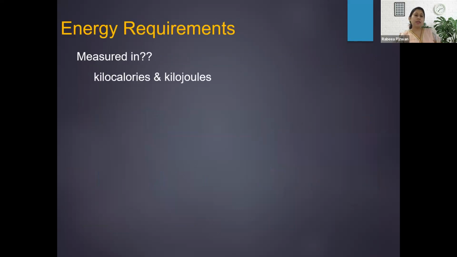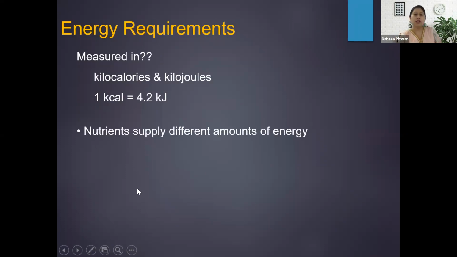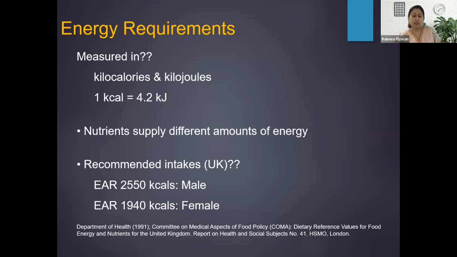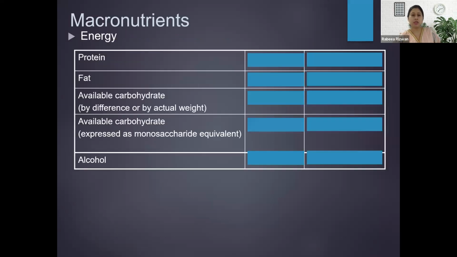Now, a recap. Do you know how energy can be calculated and measured? It is measured in kilocalories or kilojoules, where 1 kilocalorie equals 4.2 kilojoules. And all these nutrients supply different amounts of energy, not the same. The male requirement of energy per day is 2,550, while for female it is 1,940. And it was estimated and reported by the Department of Health UK.